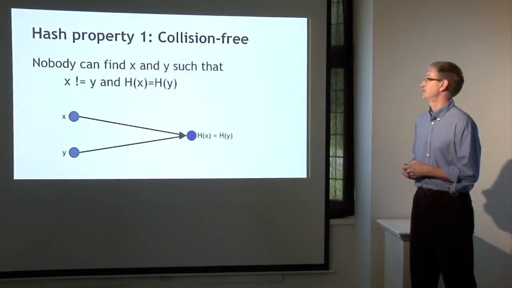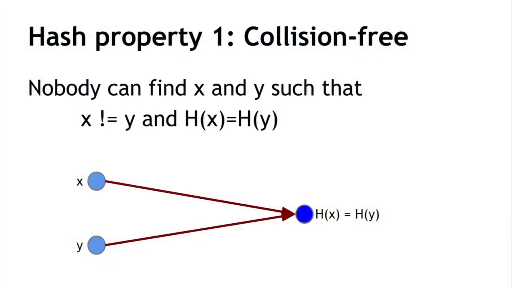So first, collision-free. The first property that we need from a cryptographic hash function is that it's collision-free. And what that means is that nobody can find values x and y such that x and y are different, and yet the hash of x is equal to the hash of y. If we look at the operation of the function as depicted by one of these red arrows, here's x and H of x, and here's y and H of y, then nobody can find a situation like this, that you have an x and y that are separate, and yet when you hash them, they hash to the same value.